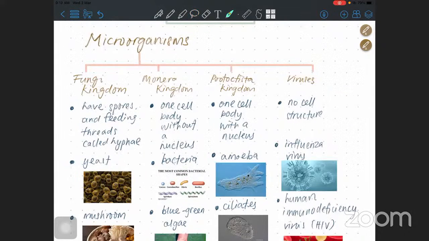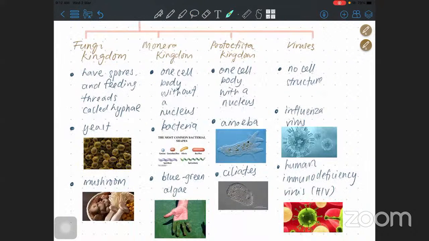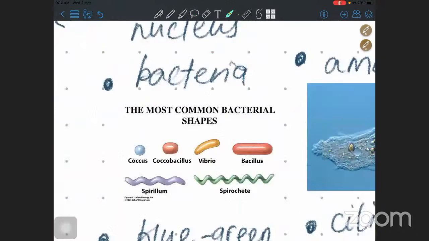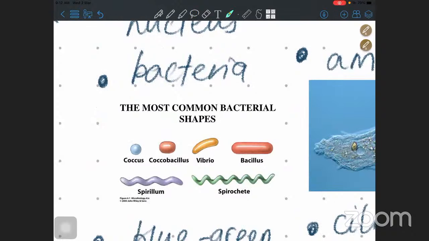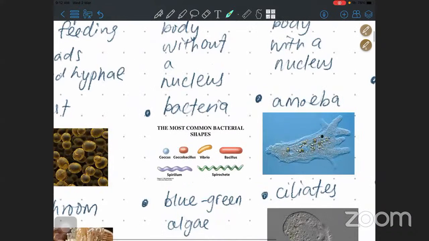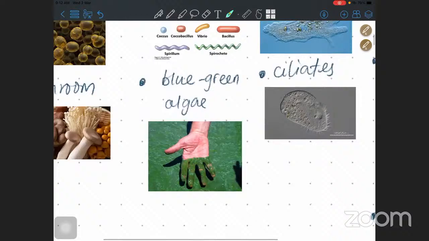Okay, so the Monera kingdom and Protista are typically one cell. But the difference is that this one is without a clear nucleus. For example, we have the bacteria here, with some groups of bacterial shapes: coccus, bacillus, vibrio, spirillum, and spirochete. These are the common bacterial shapes. And then we have some blue-green algae also.